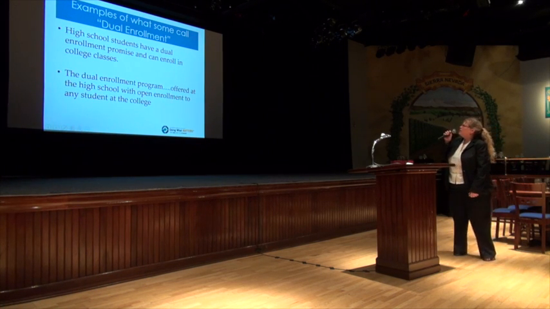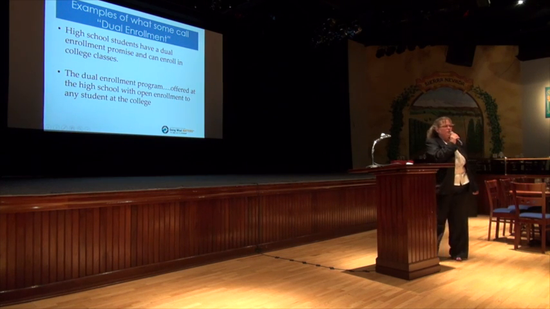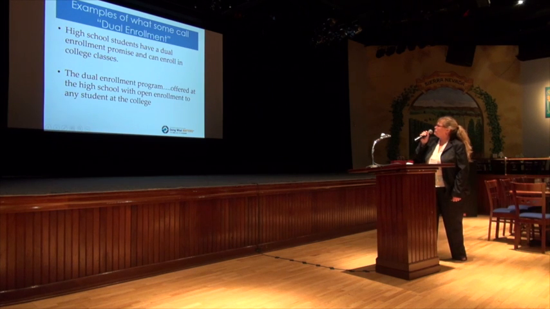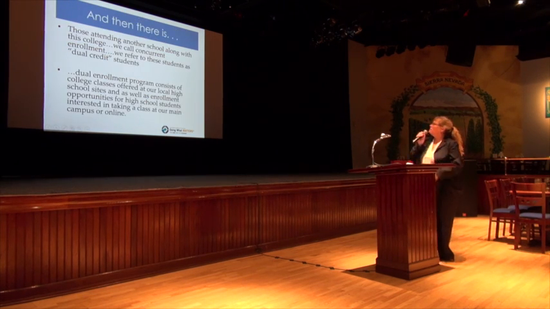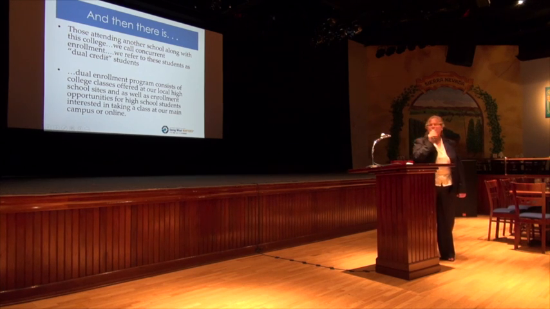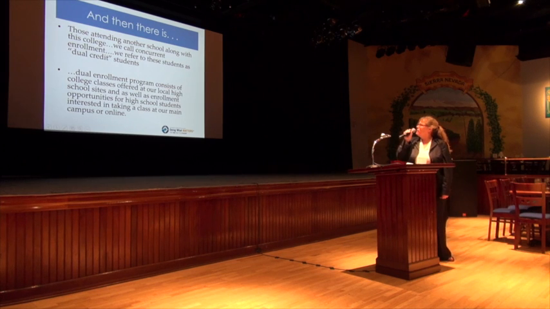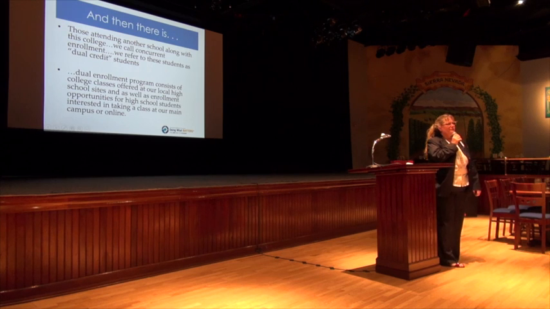Dual enrollment. High school students have a dual enrollment promise and can enroll in a college course. Or a dual enrollment program is offered at the high school with open enrollment to any student at the college. Some of those definitions sound familiar? And then there are those attending another school along with this college. We call that concurrent enrollment, and we refer to those students as dual credit students. And then dual enrollment programs consist of college classes offered at our local high school sites, as well as enrollment opportunities for high school students at the college campus. Everybody following?